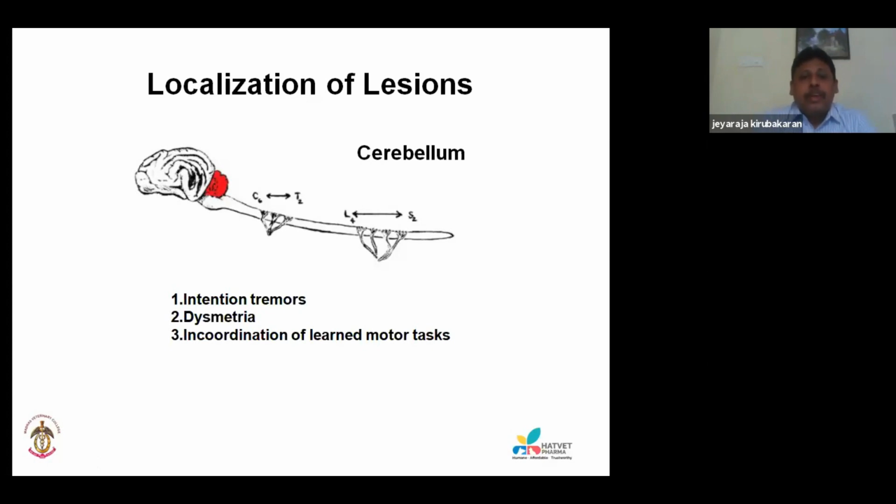Coming to the cerebellum, as I said, it will have intention tremors. That is, whenever the animal is going to eat or drink, you will have the tremors develop, and you will have dysmetria and incoordination of learned motor tasks. All those things will be affected in case of a cerebellar lesion.